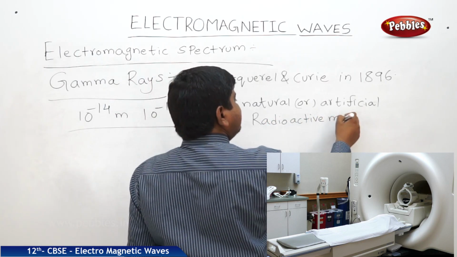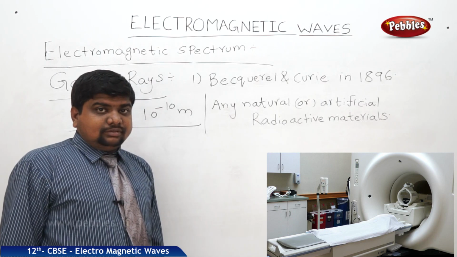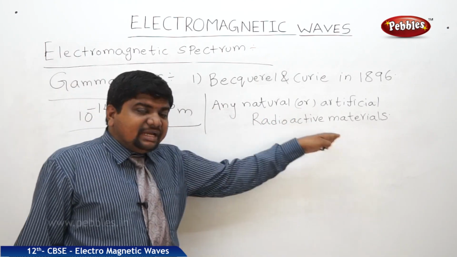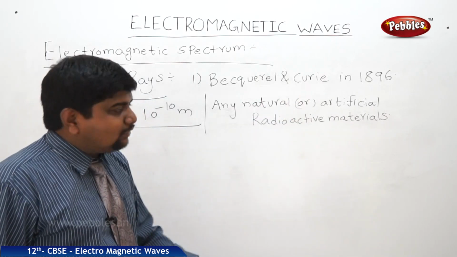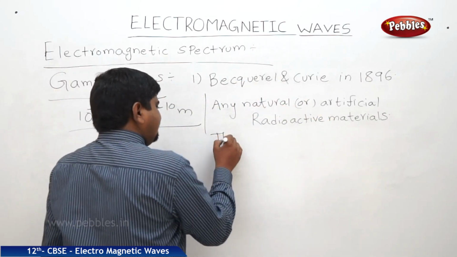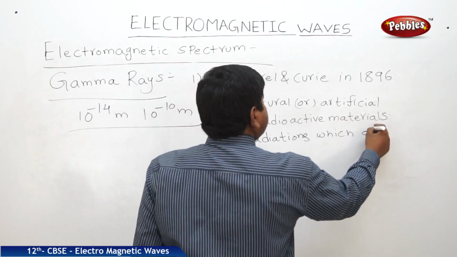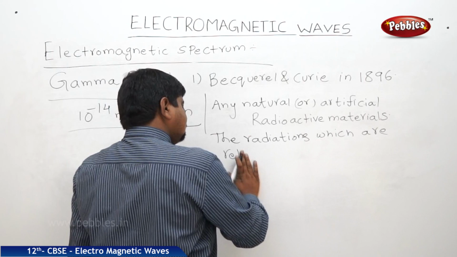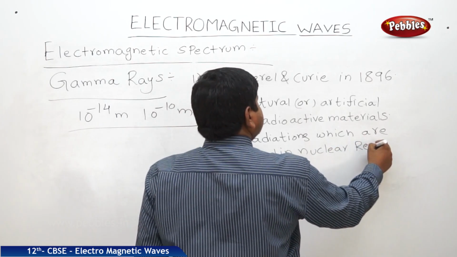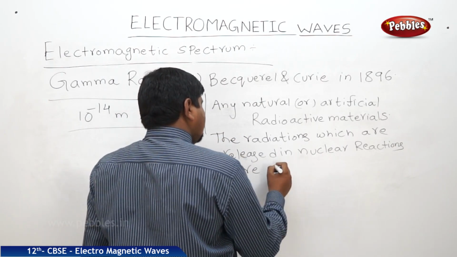Radioactive materials like uranium, thorium, radium, actinium. These are all the radioactive material series. So from this point we can understand one more point: these radioactive materials participate in nuclear reactions. That's why the radiations which are released in nuclear reactions are nothing but gamma rays.